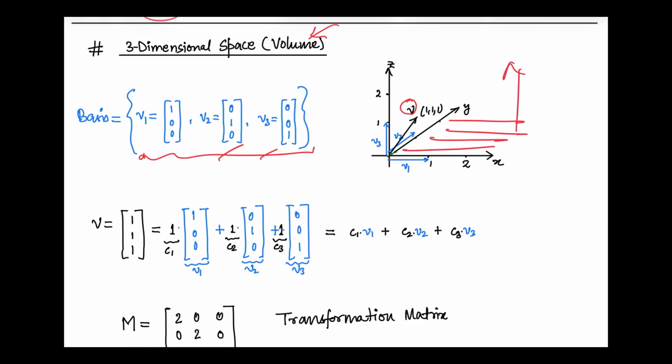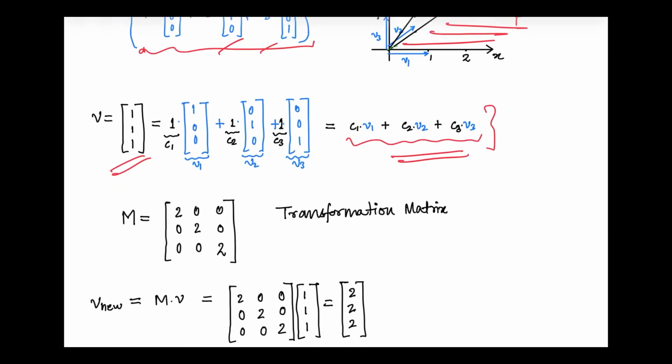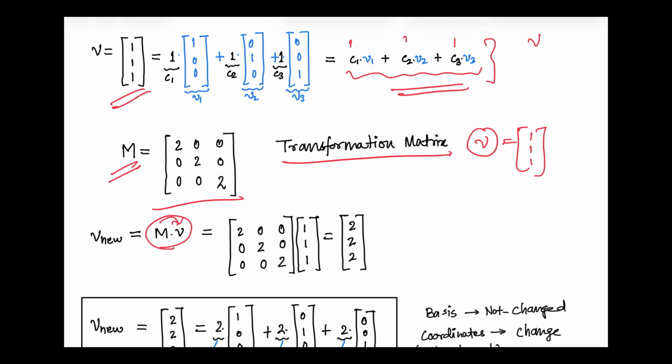So we represent a vector v which is 1 1 1, and we write it in terms of the linear combination of the basis vectors. So here also we get the coordinates c1, c2 and c3, which are 1, 1 and 1, that is 1 times v1 and 1 times v2 and 1 times v3, all combined, forms the vector v. Now we take the transformation matrix M here as this 2 0 0 0 2 0 0 0 2, and this transformation matrix is acting on the vector v which is 1 1 1. When this transformation matrix acts on this particular vector v, it gives us a new vector v new, and this v new is this.